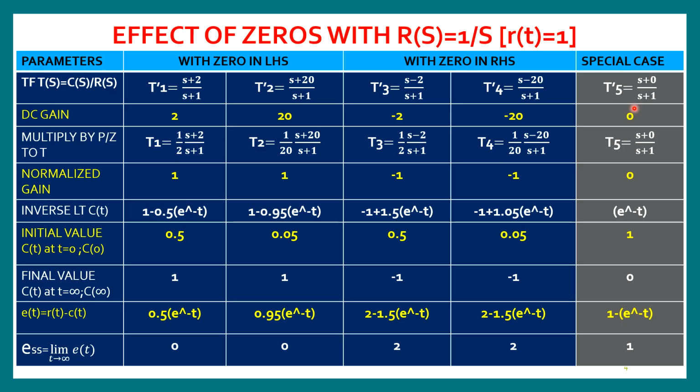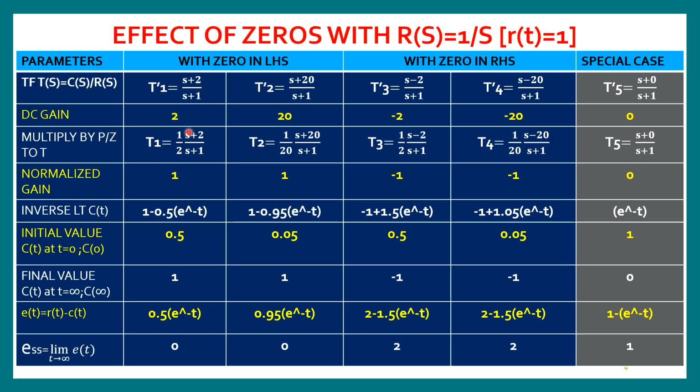Now my question is, I cannot compare the effect of zero as my gains are different. So I need to normalize my DC gain, that is my final value. DC gain is also called my steady state value. I want to normalize my final value. For that, to the given transfer function T dash, I'm going to multiply by p by z. It means I'm cancelling the effect of change in DC gain. So p is 1 for the first case and z is nothing but 2. So p by z is 1 by 2. Similarly, for all other cases, I have multiplied with respect to p by z.